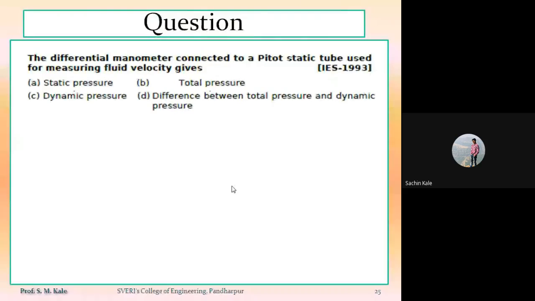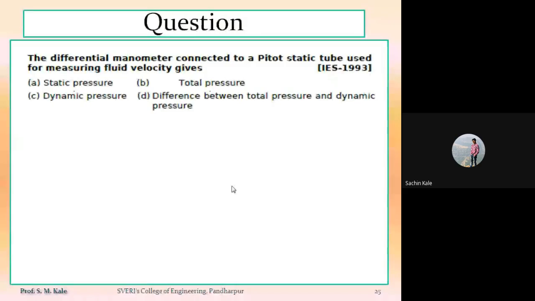A differential manometer connected to a pitot tube or pitot static tube used for measuring fluid velocity gives? This is the question which was asked in IES 1993. The pitot tube is used for measuring: option A is static pressure, option B is total pressure, option C is dynamic pressure, and option D is the difference between total pressure and dynamic pressure.